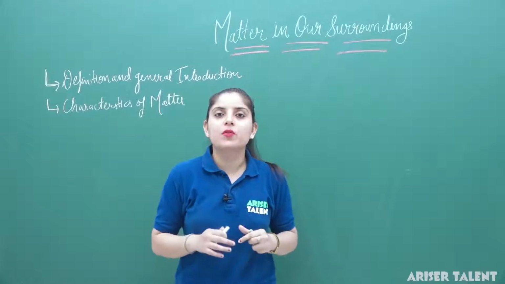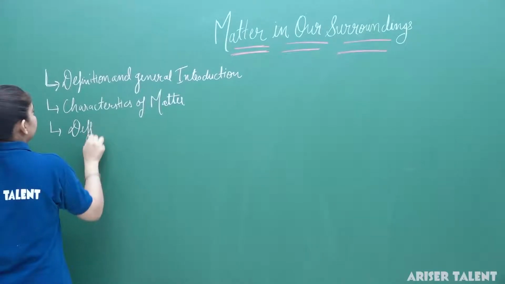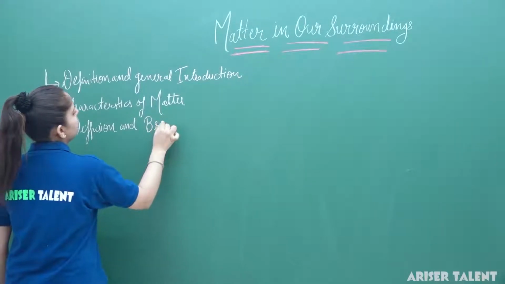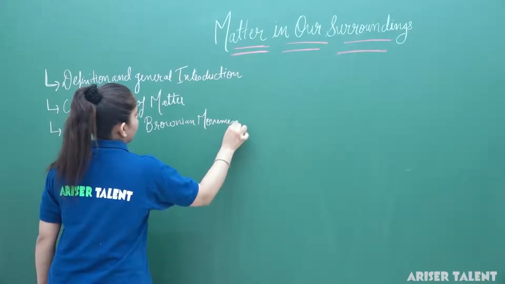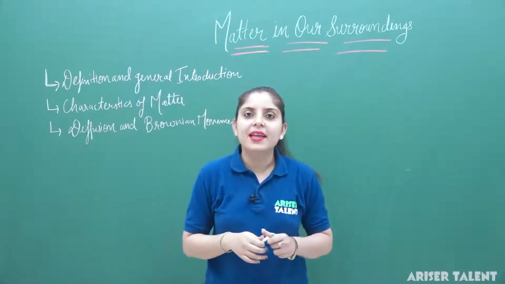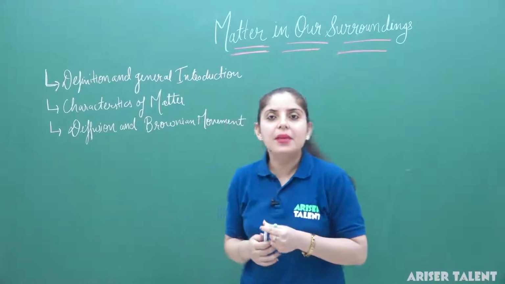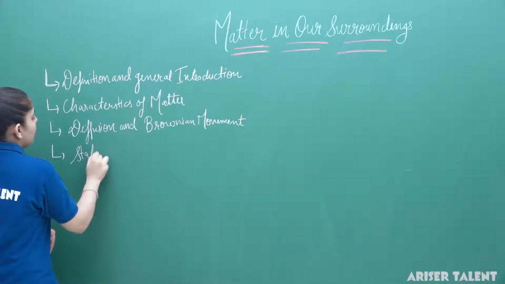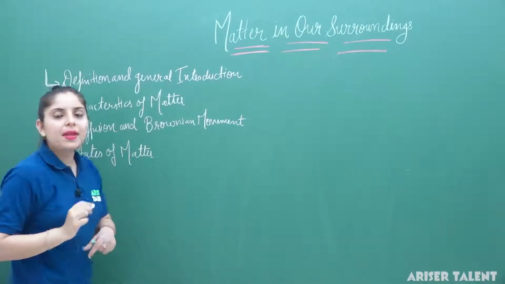movement of the particles that usually occur in the gaseous form. So we have gone through the next topic, that is diffusion and Brownian movement. Then we have discussed the states of matter, that is solid, liquid and gas, and we have an introduction to two new states of matter, that is plasma and BEC. So we have discussed the 5 states of matter, including plasma and BEC.